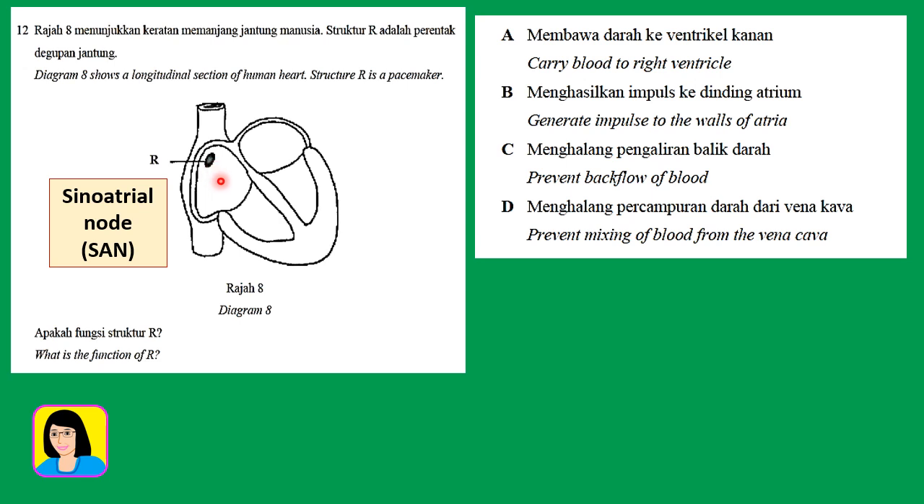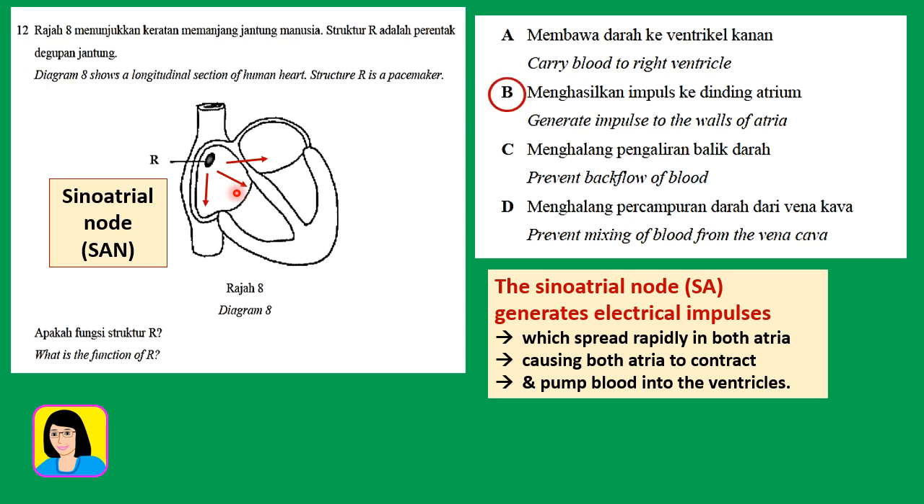So what is the function of R, or the function of the sinoatrial node? We know that it helps to generate impulses. These impulses will flow to the walls of the atria, the left and right atria, and the left and right atria will then contract together. So that's the function of the sinoatrial node. So the answer is B. The sinoatrial node generates electrical impulses which spread rapidly in both atria, causing both atria to contract and pump blood into the ventricles.